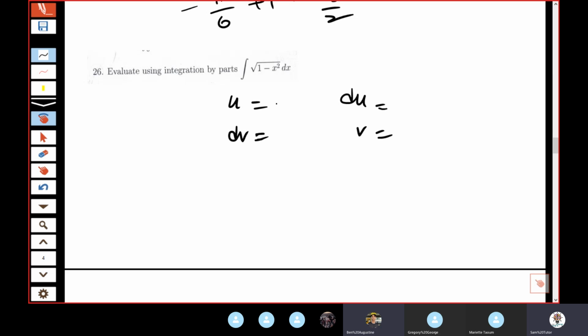Root 1 minus x squared. Yeah, you can't say dv is that, because that is the question. So u is 1 minus x squared to the power of a half. dv is equal to dx. Let's continue this, Ben, then. du is going to be half, 1 minus x squared to the power of negative a half, and that's just times by negative 2x dx.